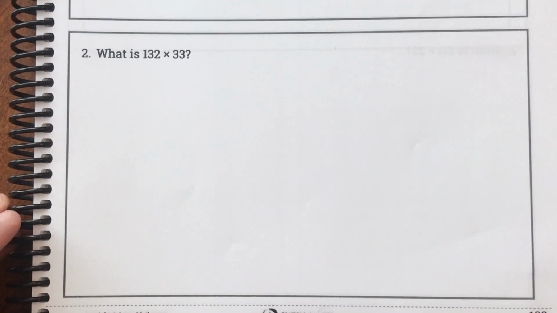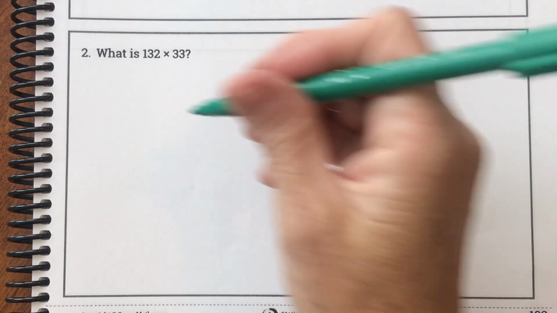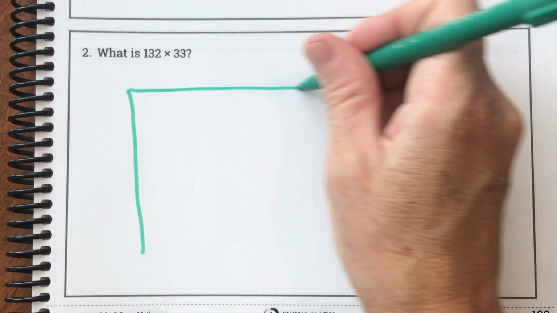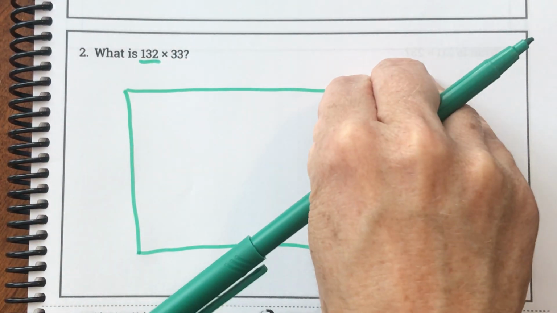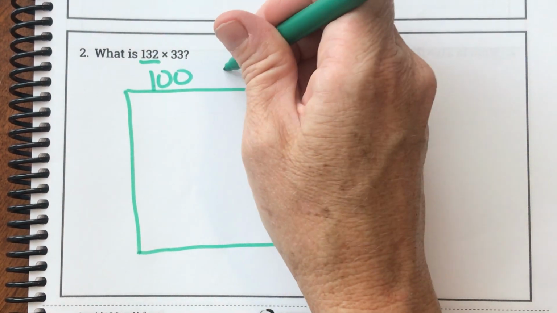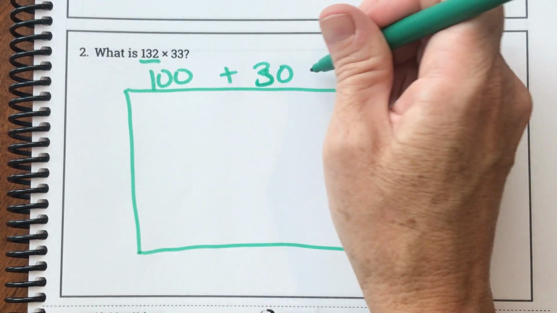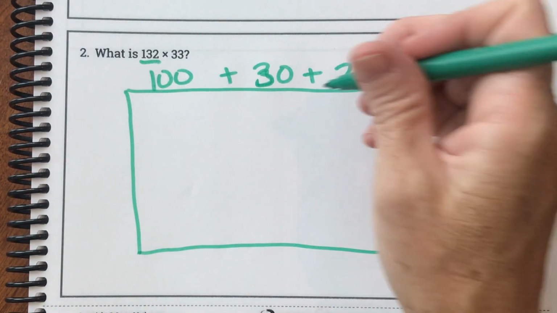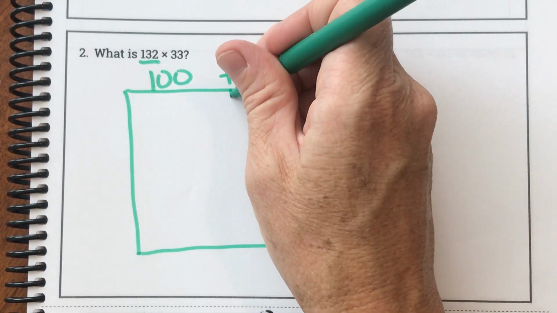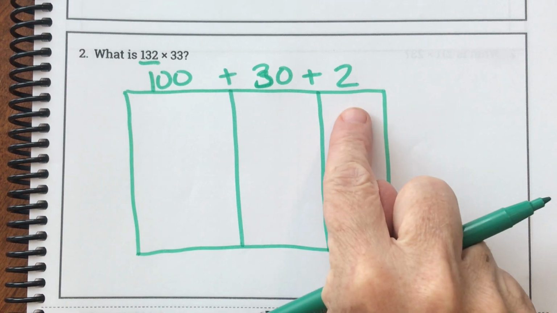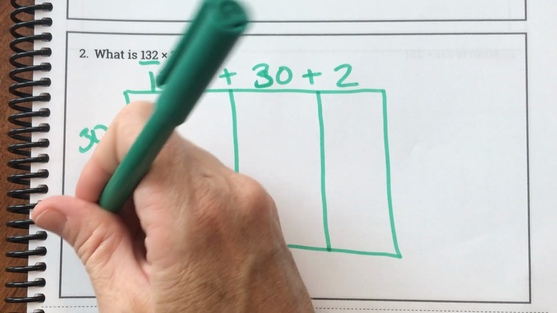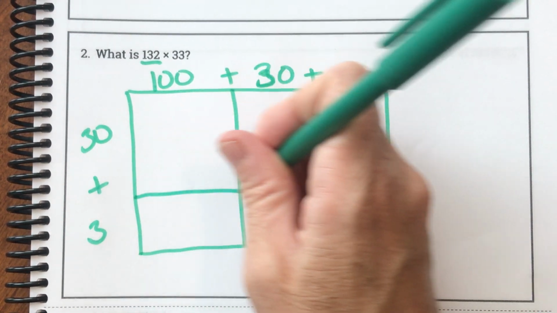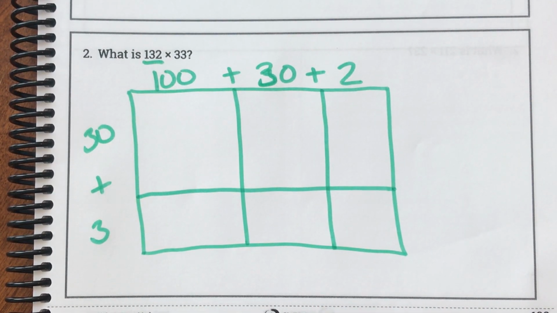We have what is 132 times 33? Okay, so again, let's set up our area model. And let's take our larger factor and put it on top. So we have 100 plus 30 plus 2. And let's make that proportional, kind of. So this should have been the smallest, the middle, and the larger. And then we have 30 plus 3 on this side. So that's step 1 and 2. Step 3 is, then let's set up our problem.